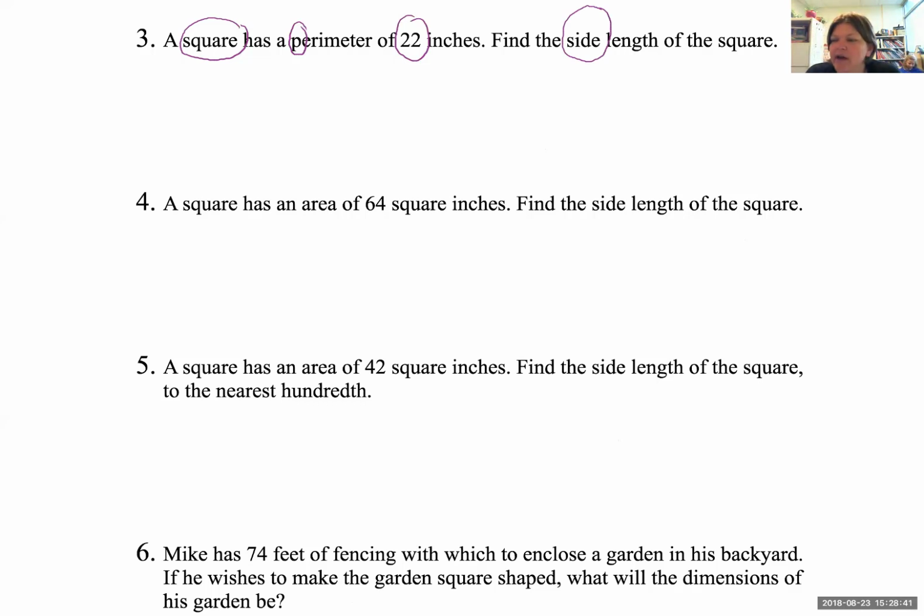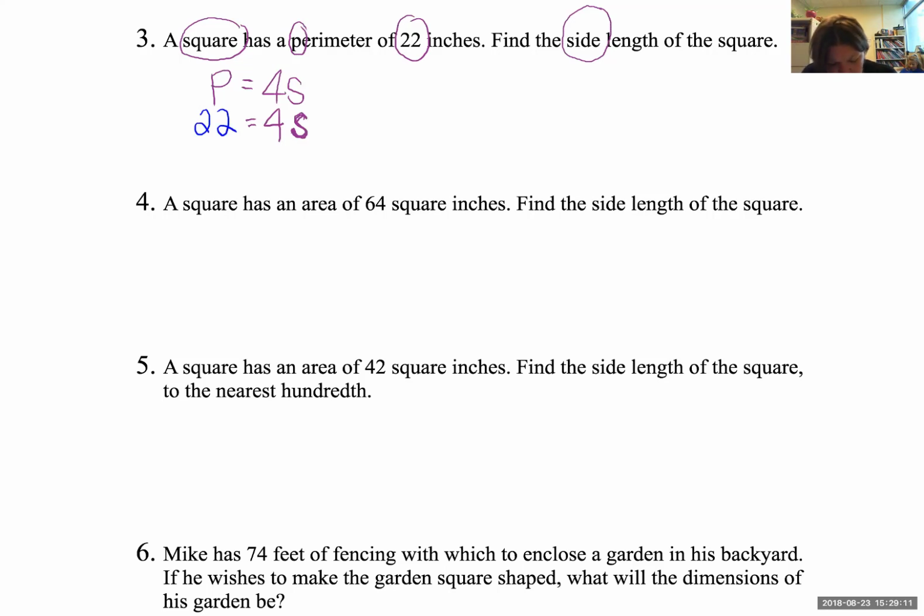So guys, do we have a formula that relates perimeter to side length of a square? P equals 4S. And we'll plug in what we know. We always plug in what we know. So what do we know, ladies? The perimeter. We know the perimeter is 22. Now we don't change symbols like equal signs. We don't change numbers. And S is our mystery. It's the thing we're looking for. So it will remain an S.